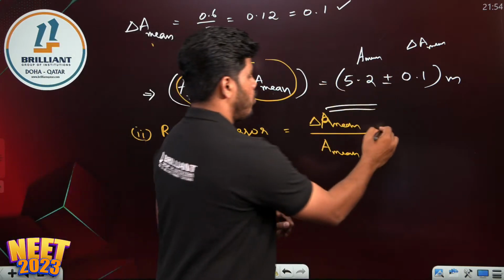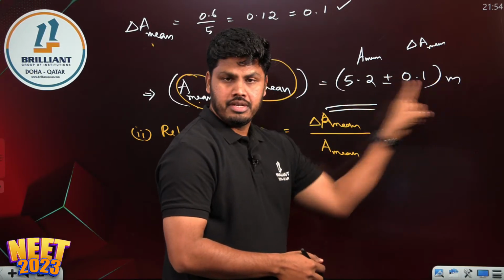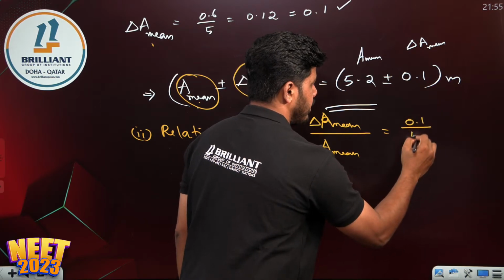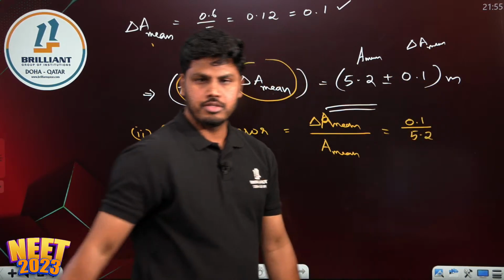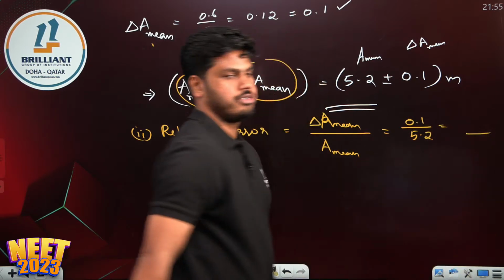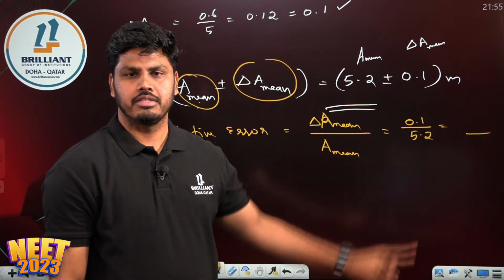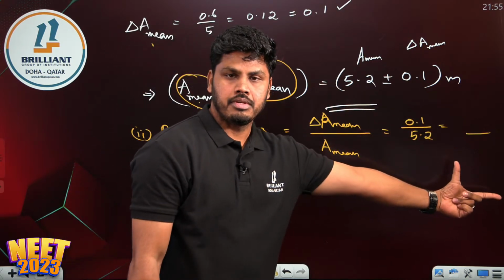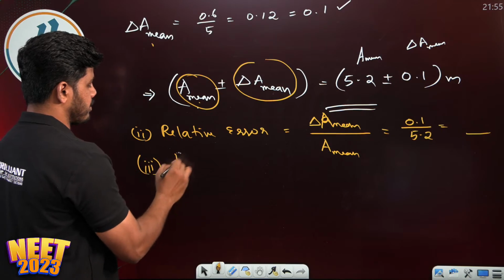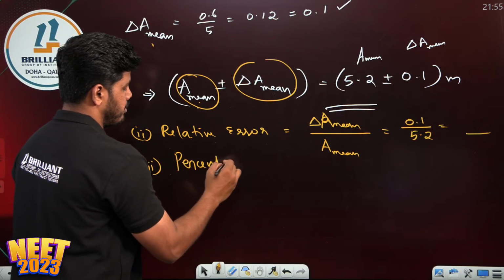In this example, what is the relative error in this measurement? Relative error in this measurement is going to be 0.1 by 5.2, correct? That will be some relative error. If you simplify that, you will get the final answer. Relative error. Okay, and the last one is percentage error. How to simplify percentage error?